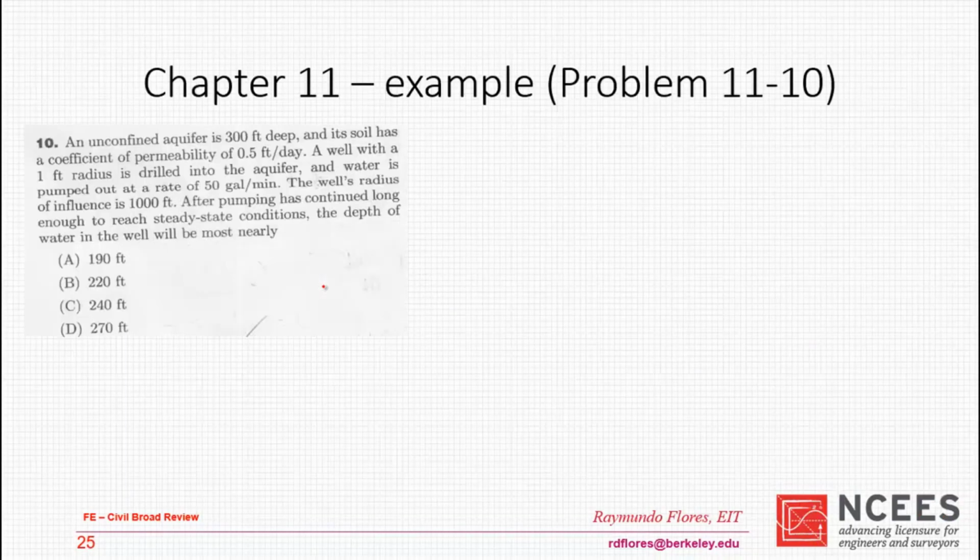Now, chapter 11, this is example problem number 1110. So it says an unconfined aquifer is 300 feet deep, and its soil has a coefficient of permeability of 0.5 feet per day. A well with a 1 feet radius is drilled into the aquifer, and water is pumped out at a rate of 50 gallons per minute. The well's radius of influence is 1,000 feet.